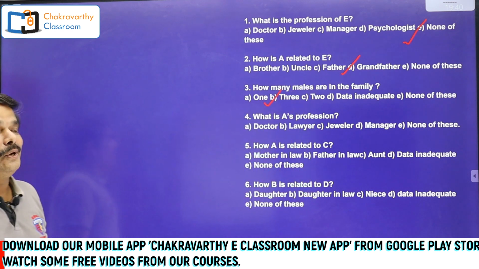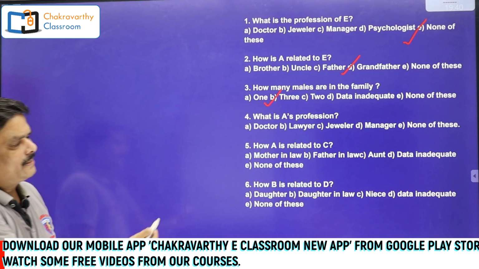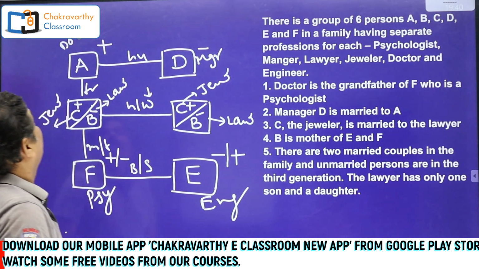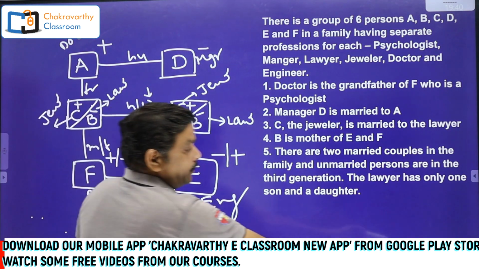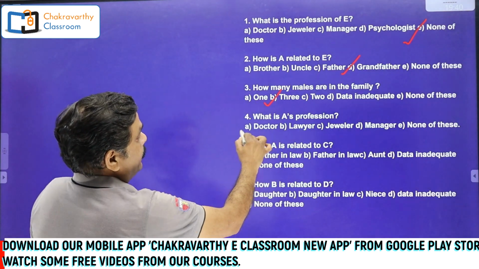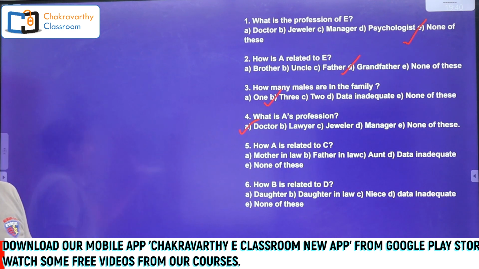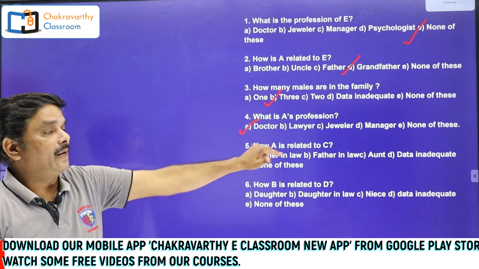This is over. Now, what is A's profession? This is the direct question. Just see this one here. What is A's profession? Doctor. Directly you can answer this one. A's profession is doctor.